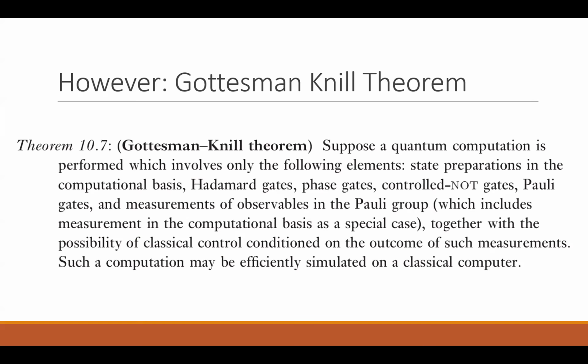Okay. However, there is the Gottesman-Knill theorem, which says that if you only have the Hadamard, phase gate and CNOT gates, these three gates, then if you start with a state which is an eigenstate of Pauli, and then you measure in the computational basis, this distribution is classically simulable. So the Gottesman-Knill theorem says that Hadamard, phase gate and CNOT gates are not universal.